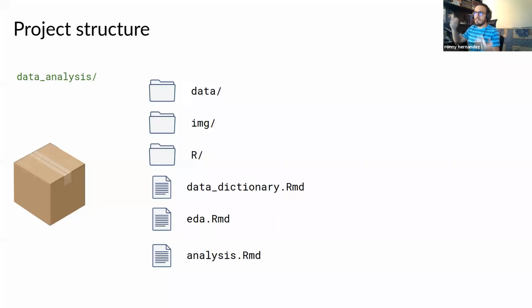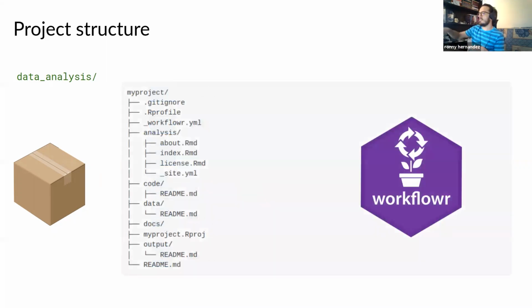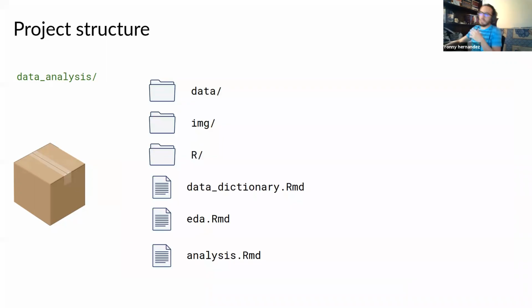There are other points of view on this. For example, John Blischak has this package, workflowr, and his idea is that you should have your project directory, and you will have a gitignore, the R profile. Then you are going to have an analysis folder, and you're going to have many more files. This adds a little bit more complexity to your project, but it is going to be really well documented. But if you at least have these components, you are going to be fine.